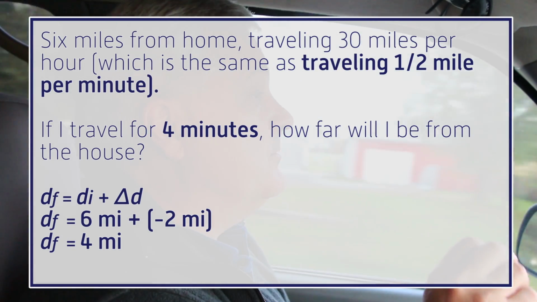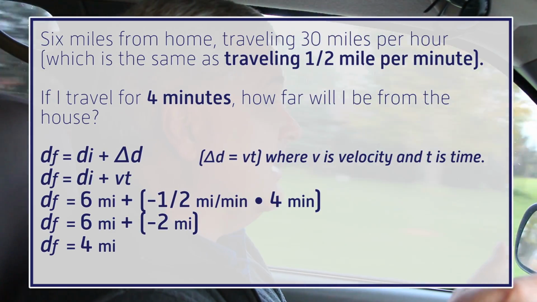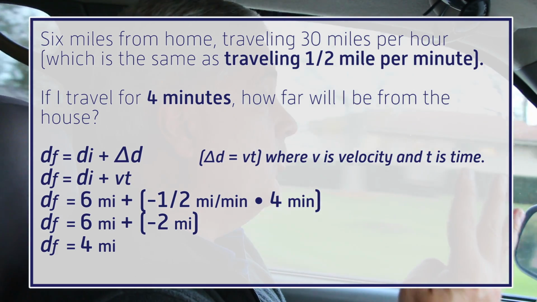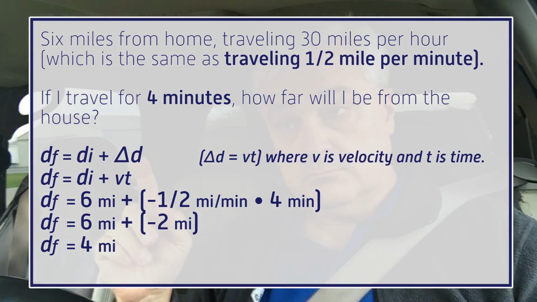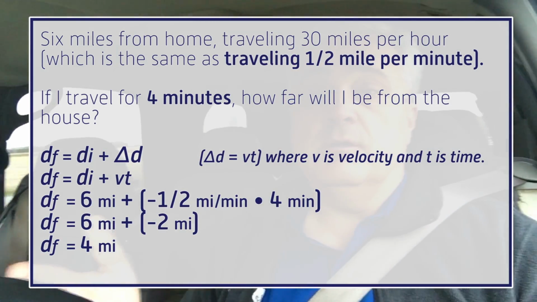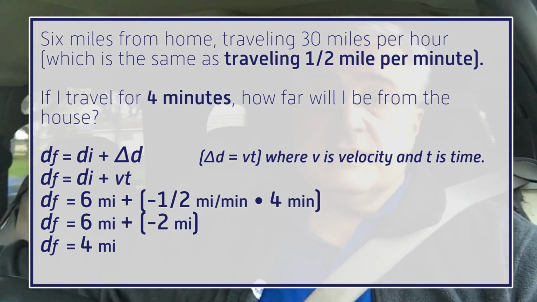So final distance is 6 minus my velocity times time. My velocity is 1/2 mile per minute. My time is 4 minutes. So 1/2 times 4 is 2. So that gives me a change in distance of 2. Because I'm heading towards the house, I'm going to subtract, and so I'm going to calculate that the final distance is 6 minus 2, so the final distance is 4.